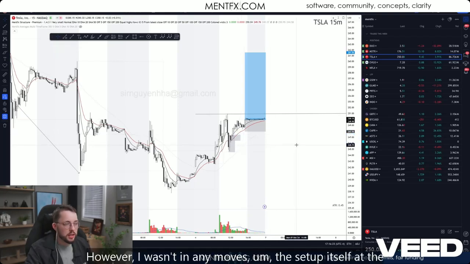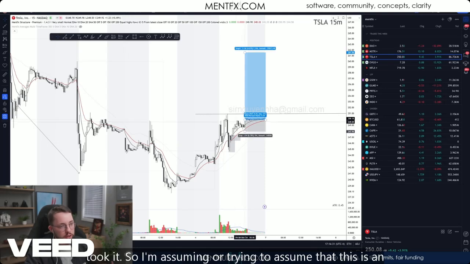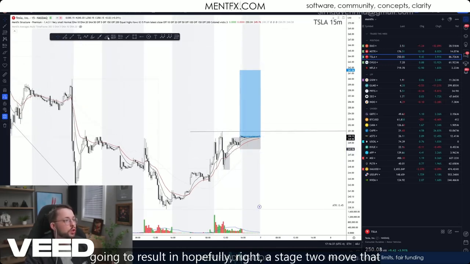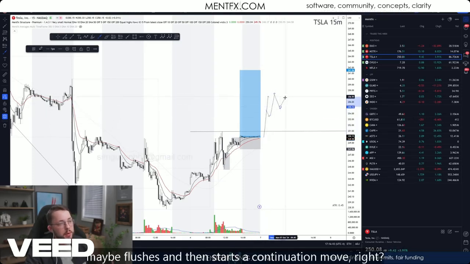However, I wasn't in any moves. The setup itself at the time looked kind of clear to me. It was end of day, so I took it. So I'm assuming, or trying to assume, that this is an accumulation-based MB as part of this double MB, and this is going to result in, hopefully, a stage 2 move that then creates some momentum MBs here, comes back down, maybe flushes, and then starts a continuation move, right?